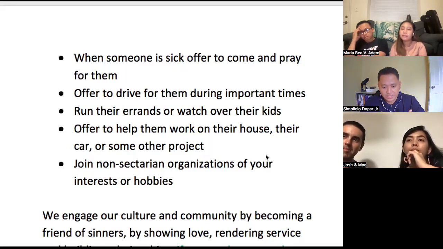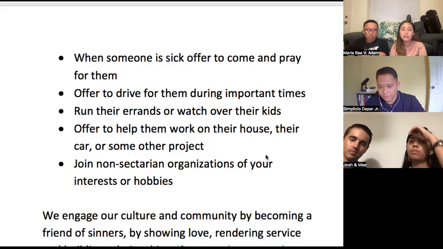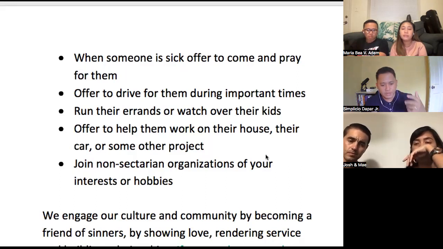When I hear that someone is sick, instead of saying, "Can I pray for you?" or "I'm praying for you" on the chat, if I can go to their house or to the hospital, I will go there and pray for them. Or offer to drive for them during important times, run their errands or watch over their kids, offer to help them work on their house, their car, some other project.